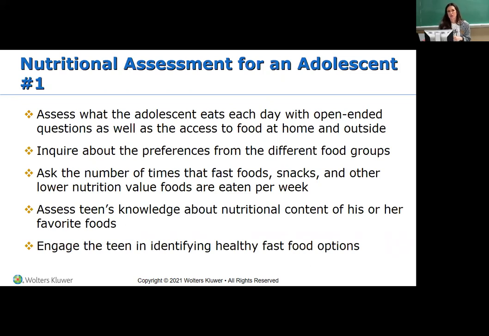So we need to make sure that when we're doing a nutritional assessment, of course, that we ask them what types of foods they eat, how often they go to fast food joints, what kind of snacks they are using, are they drinking enough water, and what are they drinking, sodas. And then we need to make sure that they really have a true understanding of what nutrition is.